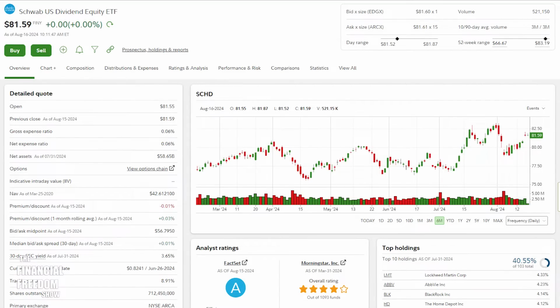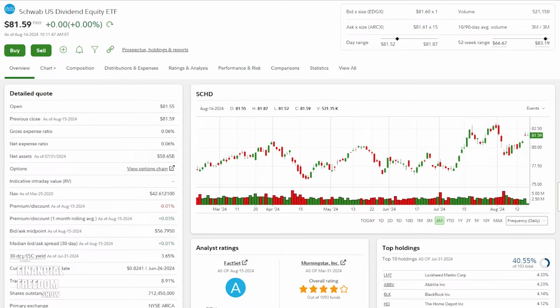Let's start with the basics. The Schwab US Dividend Equity ETF, or SCHD, is designed to track the performance of the Dow Jones US Dividend 100 Index. This index is comprised of 100 high dividend yielding US companies that have a record of consistent dividend payments and solid growth fundamentals. SCHD was launched in October 2011, and it has quickly become one of the go-to ETFs for dividend investors due to its low expense ratio, high dividend yield, and strong performance. It's also managed by Charles Schwab, which is one of the largest and most respected financial services companies in the world.